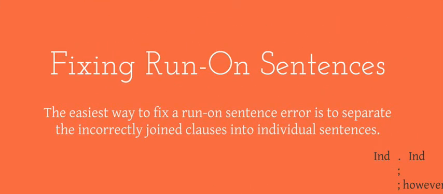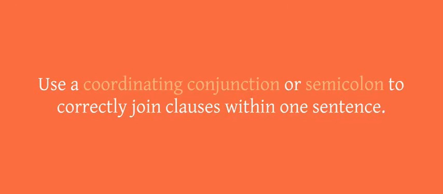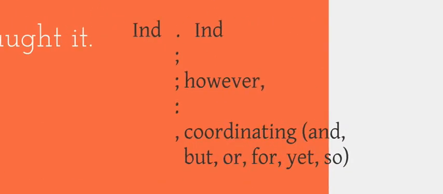Okay, so how do we fix these things? The easiest way to fix a run-on sentence is to separate them into individual sentences. Okay, he threw the ball, period, she caught it. This turns into really kind of choppy construction though. See Dick, see Jane, see Dick and Jane. You know, so there are more formalized ways to do this. You can use a coordinating conjunction, and, but, or, for, yet, so, or a semicolon within a single sentence.